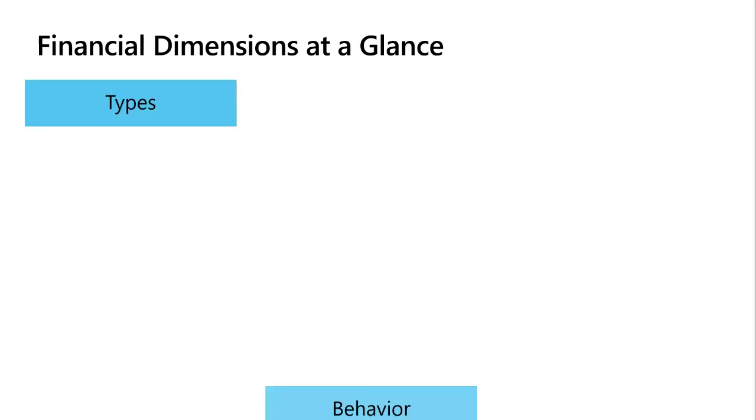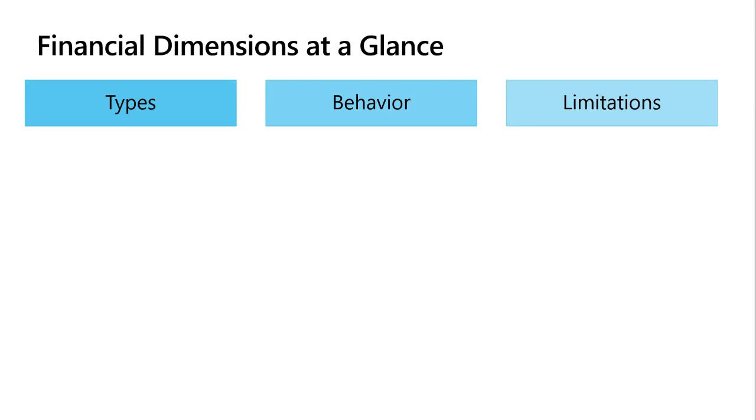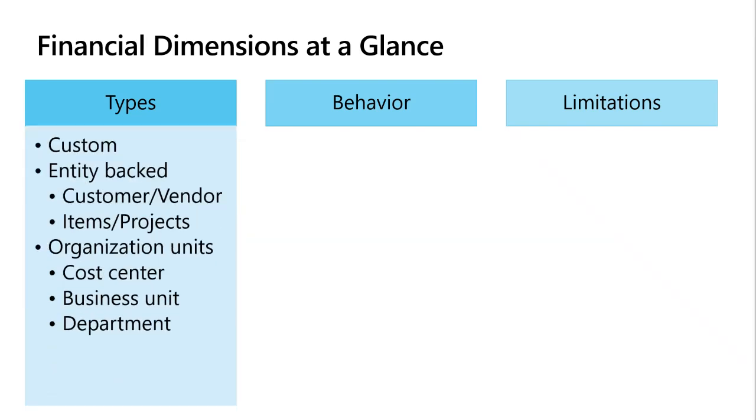Now let's switch gears to talk a little bit more about financial dimensions. We have broken down the concepts into 3 pillars: types, behavior, and limitations. Let's start by discussing the types of dimensions. There are 3 key types.